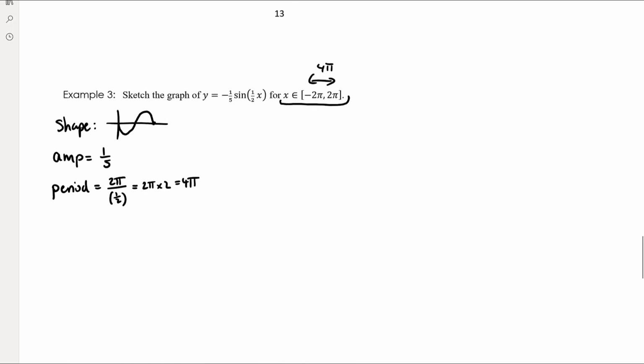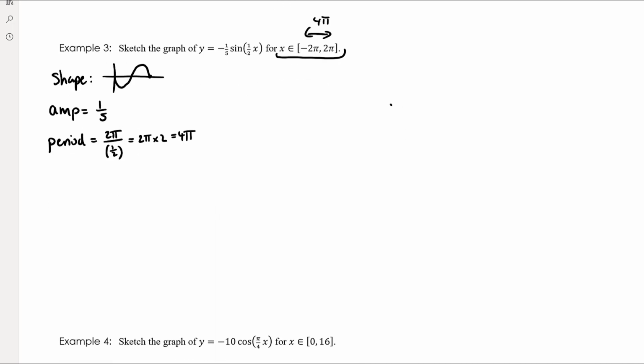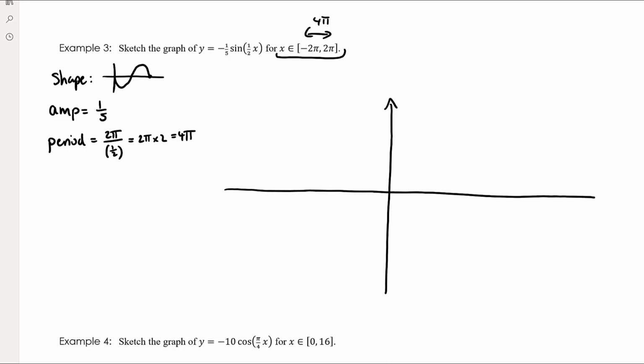Okay, so again, thinking about drawing your axes, we're going to need our y-axis in the middle, given the domain we've got. Our x-axis is also in the middle, because we haven't translated up or down at all. I'm going to draw in some guidelines for my maximum value, which in this case will be 1/5, and my minimum value, same distance below, which will be negative 1/5.